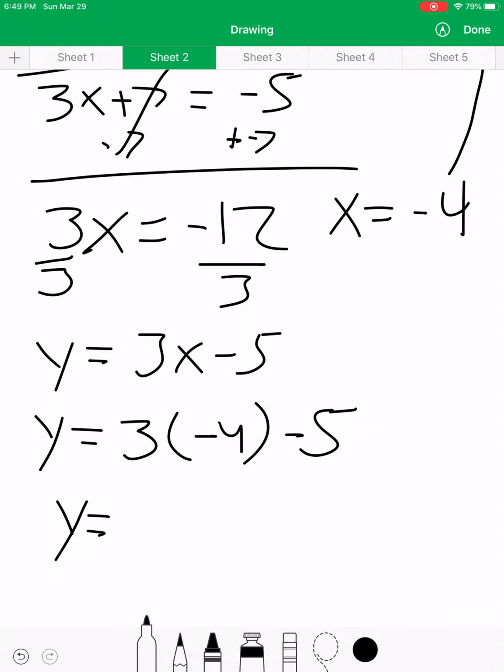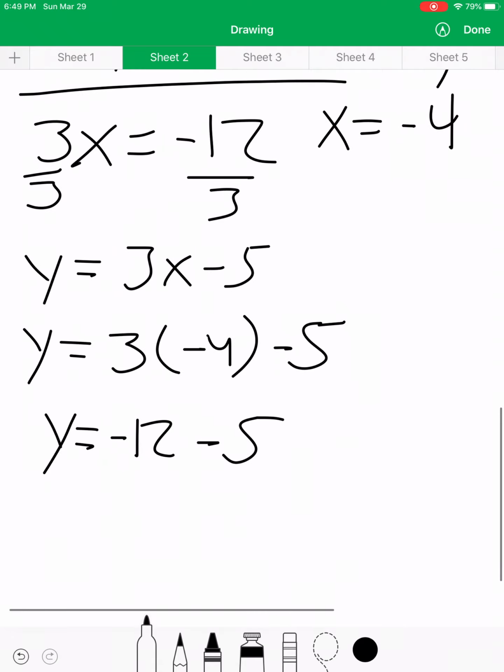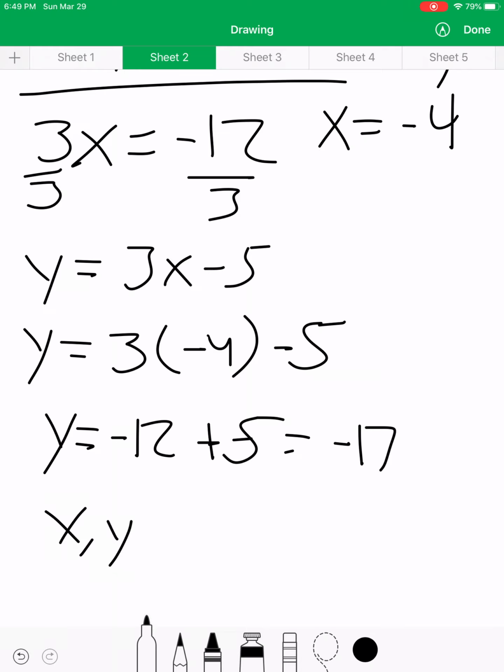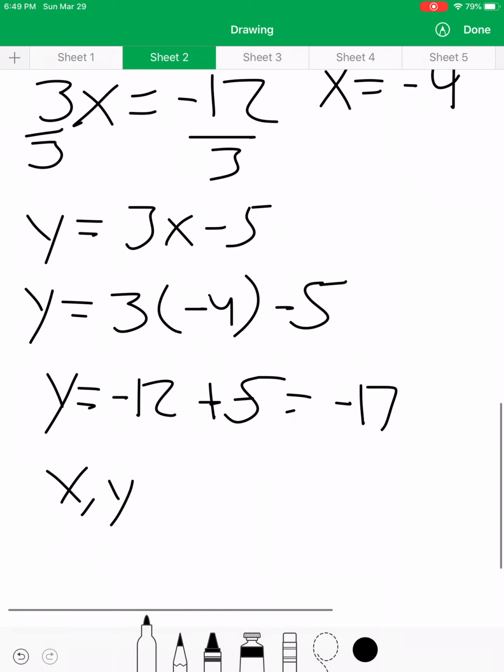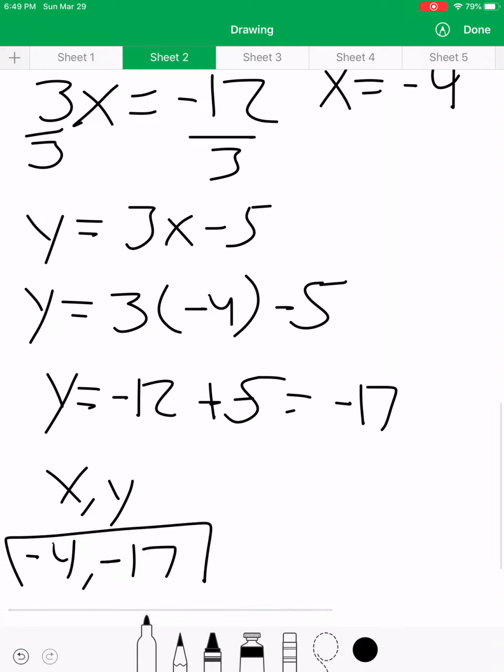So y equals negative 12 minus 5. All right, careful if you're negative once more. Keep, switch, change. Negative 12 plus negative 5 equals negative 17. So your final answer is always going to be in XY format, and that should have been, therefore, negative 4 and negative 17 as your final answer.